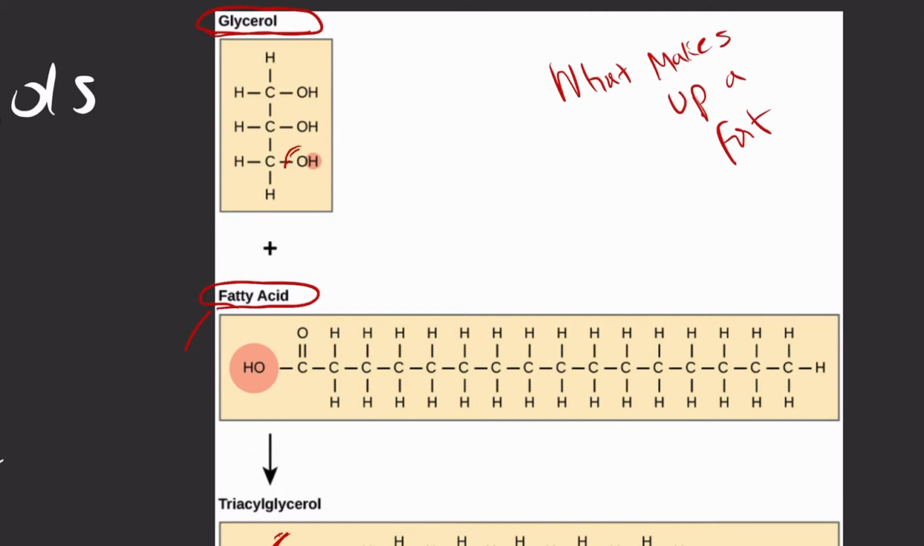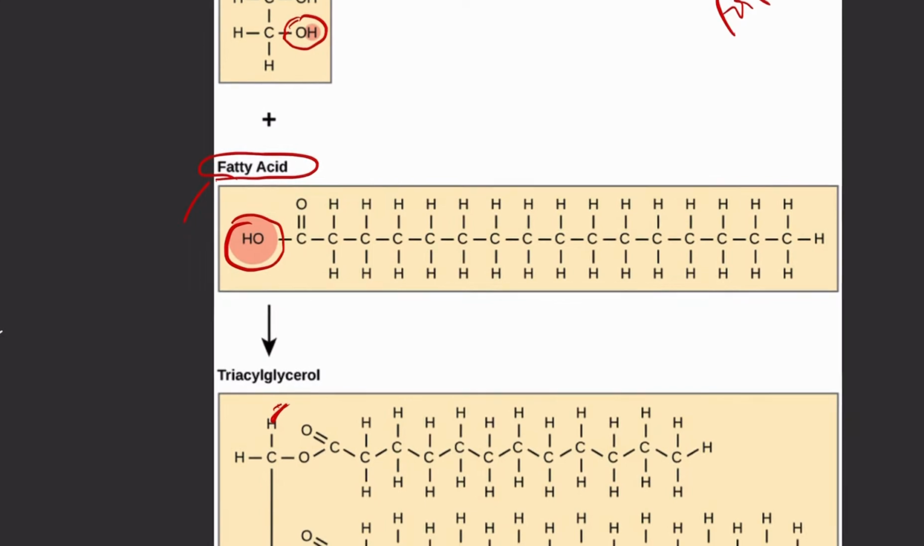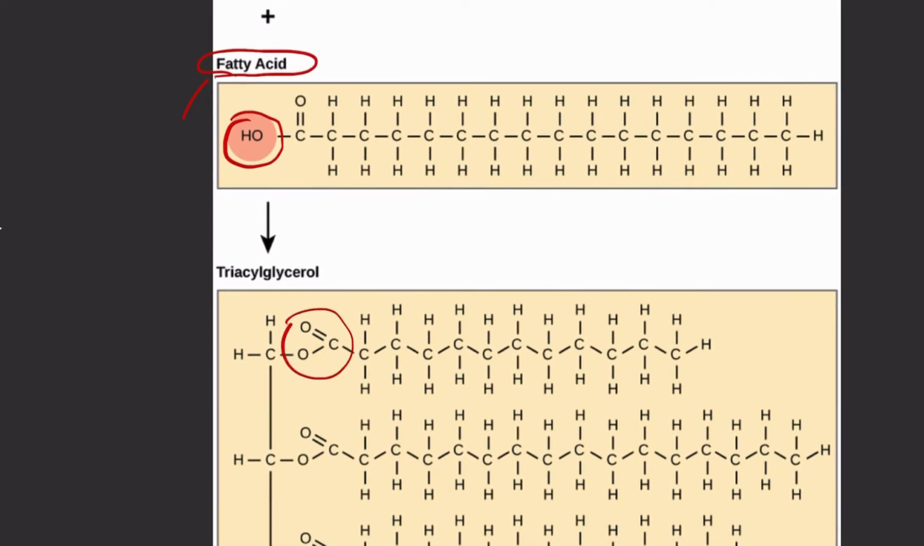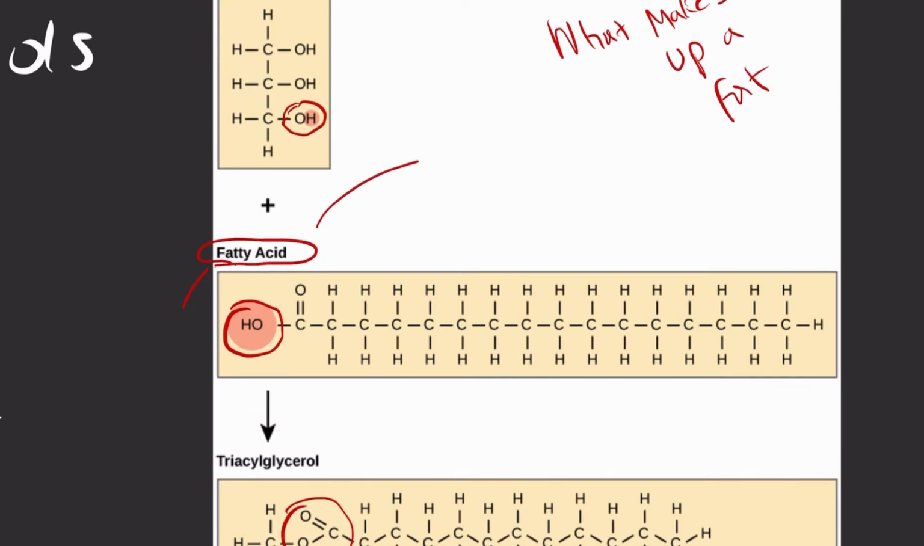So what happens is this hydroxyl group and this hydroxyl group form an ester linkage right here. And this is a dehydration reaction. When this hydroxyl group and this hydroxyl group covalently bond, a water is lost. It's very similar to protein synthesis and carbohydrate synthesis, where these big macromolecules are formed through the loss of water.